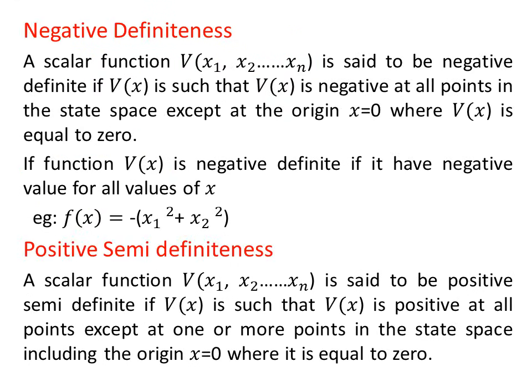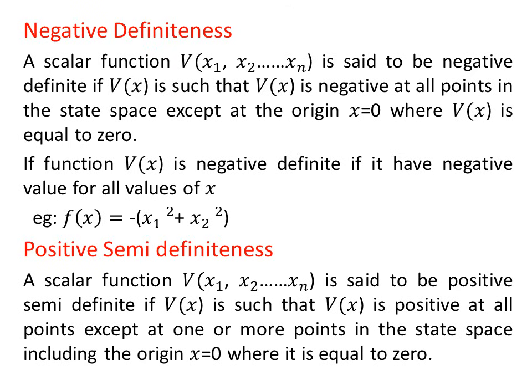Next, we can study what is negative definiteness. Similar to positive definiteness, consider a scalar function v of x where x is a state variable, and the value of v of x is negative except at x equal to 0. Then this function is negative definite. For example, f of x is equal to minus of x1 square plus x2 square. If we put any positive or negative value for x1 and x2, this function f of x becomes negative.